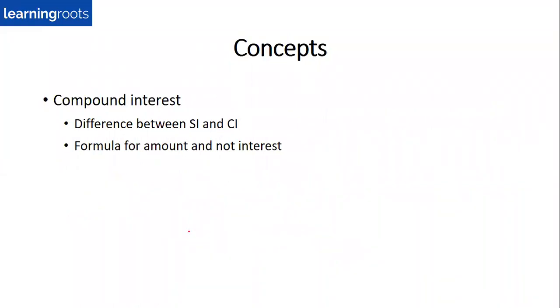Now coming to the next concept. Simple interest is very straightforward to understand. SI is PNR by 100. Every year the interest remains the same, unless you are changing the rate of interest in between. Compound interest: now let's understand how it works.